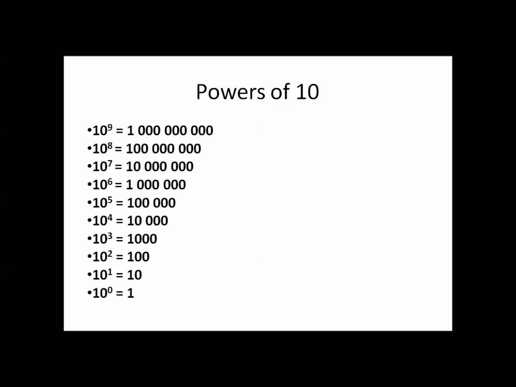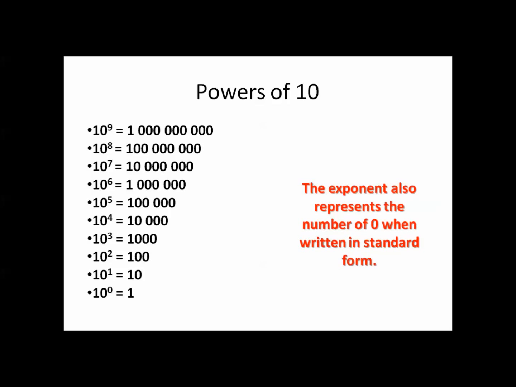So here are some powers of 10 from exponent 0 to exponent 9. Do you notice anything interesting about these? Look at the pattern. Yes, the zeros go down by 1 as the exponents go down by 1. But do you notice anything else that's very interesting? Look very closely at the exponent and at the number of zeros. Did you notice the exponent also represents the number of zeros when written in standard form?